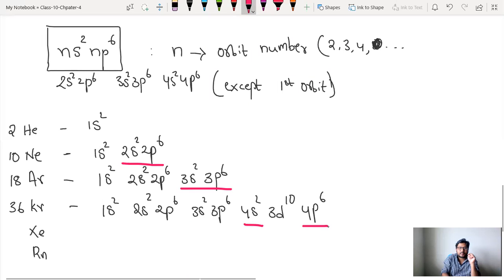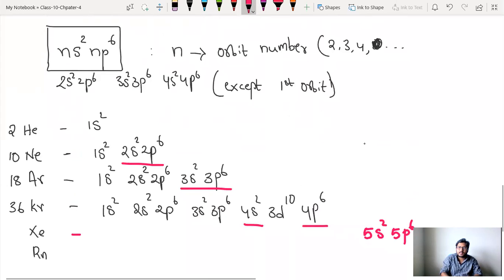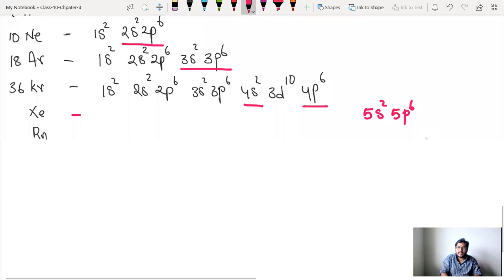4s2 4p6. What can you expect for xenon? Definitely the outermost orbit will be 5s2 5p6. Here you can get for 5, 6, up to 7. We won't get for 8. 1 and 2 is exemption. And for radon, what can we expect? 6s2 6p6 we can expect, isn't it?